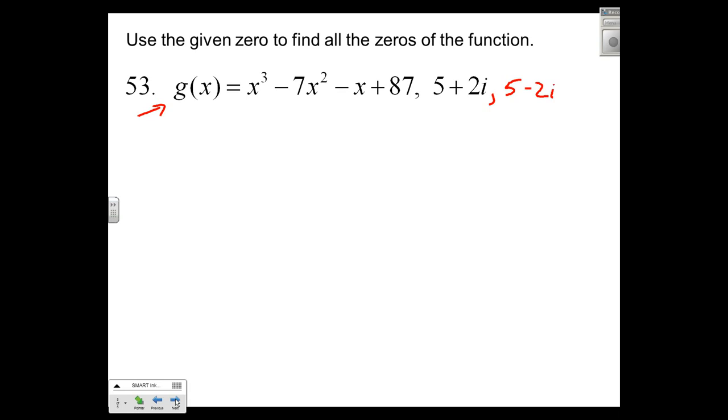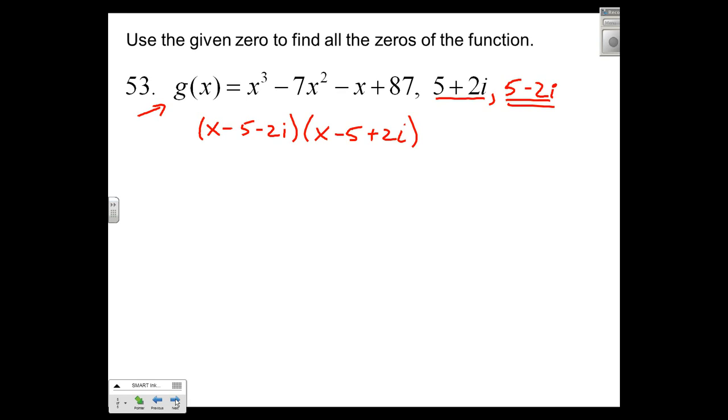Remember, one of my favorite blue box, easy to understand rules. Complex zeros occur in conjugate pairs. Therefore, a linear factor of this would be x minus this, which becomes x minus 5 minus 2i, times x minus this, which becomes x minus 5 plus 2i. I'm going to superfoil that out. I'm going to shortcut this.